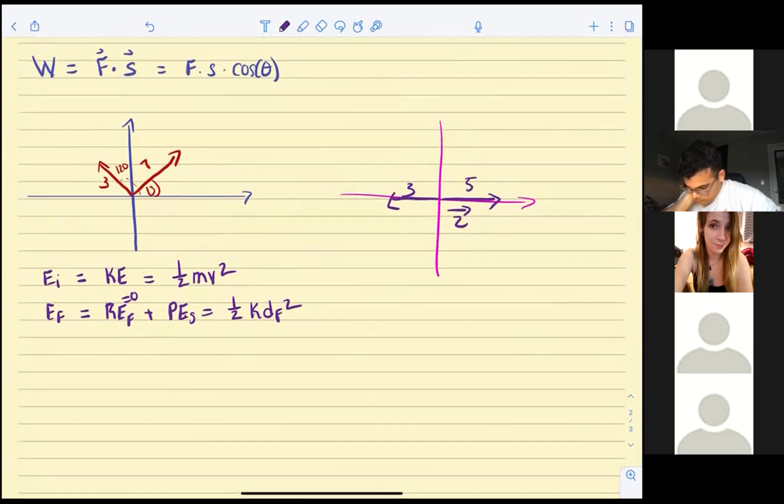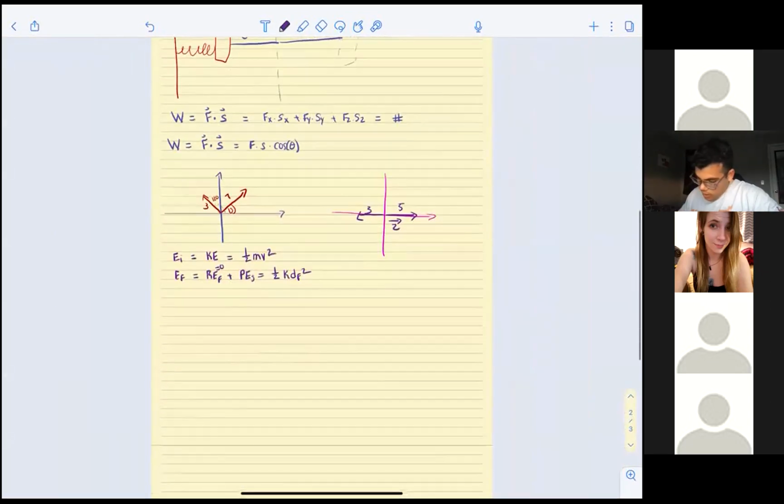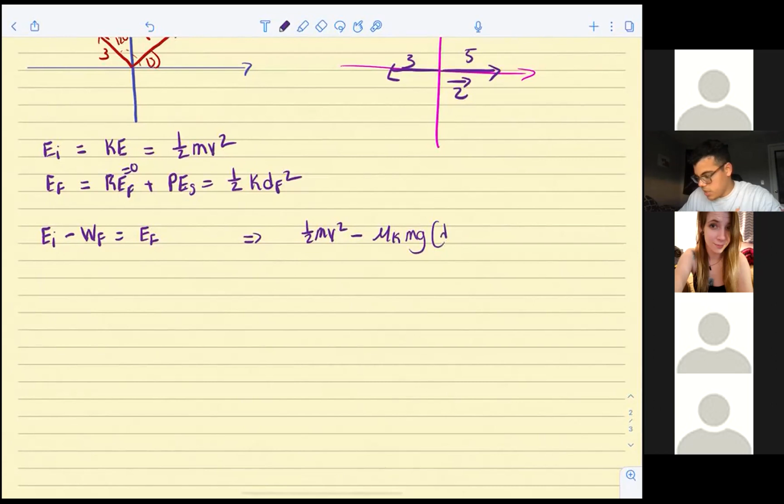Hold on, something's missing here. Did I make this too easy? Oh, yeah, I know what it is. So now we can say Ei, again, we have to subtract the work done by friction here, right? Cool. So then this equation becomes 1/2 mv squared minus mu k mg. The work now done is only from the equilibrium point to df, so now it's just df, right? Because we started at the equilibrium point.